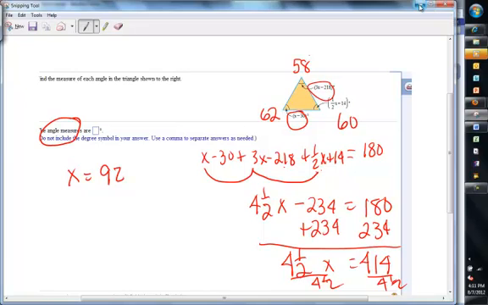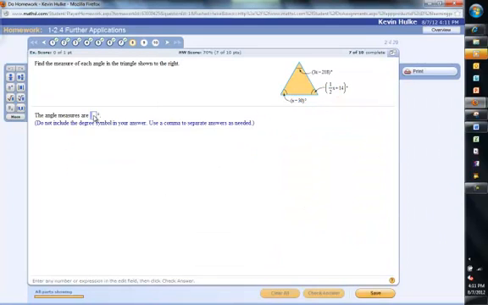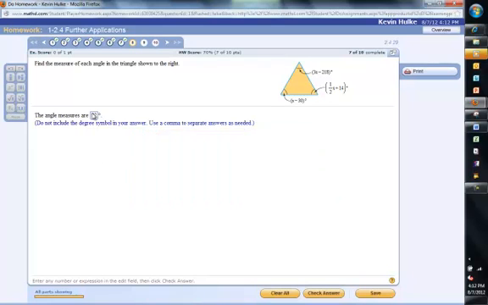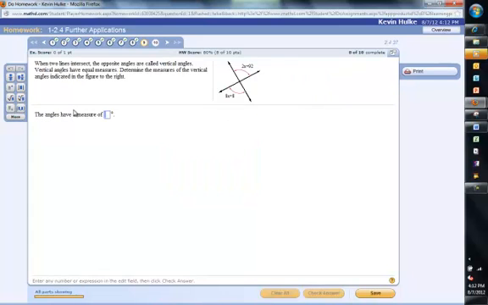Okay, so the angle measures are, I just don't know what they want me to write there, because they aren't all the same. Now, if I'm going to write down 92 because that's what x is and see if it says that. Nope, that's not what it says. Oh, I see, it wants us to put all three answers in. So we'll say 58, comma, 62, comma, 60. There we go. It wanted all three of them in the same box. Next one.